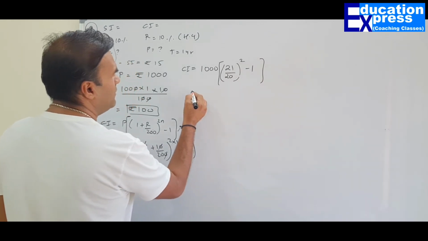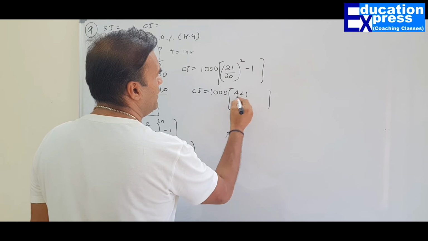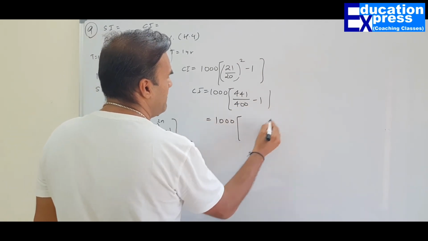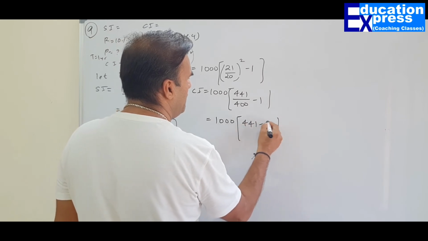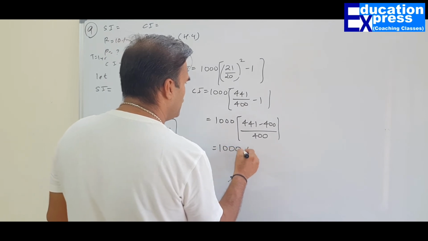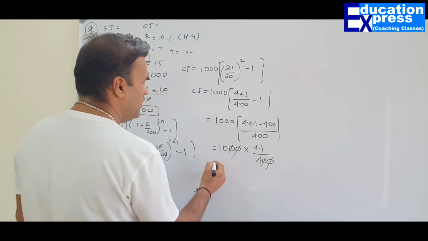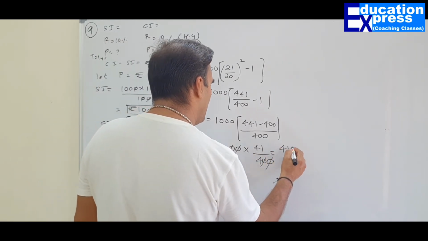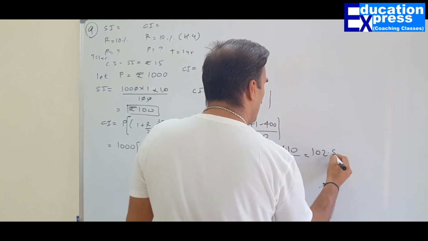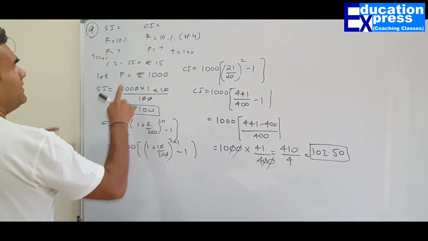Square minus 1. So compound interest is going to be 1441 upon 400 minus 1. 1000 is going to be 441 minus 400 upon 400. That's going to be 1000 multiplied by 41 upon 400. So how much? 410 upon 4. That is how much? 102.50. Perfect.